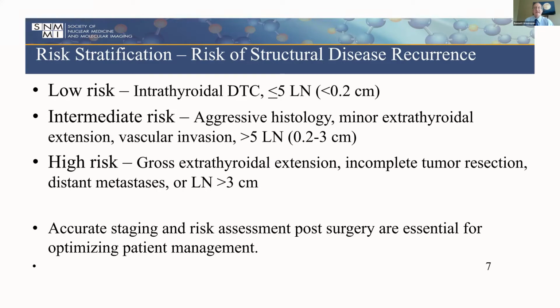Now, I've mentioned, someone else has mentioned low risk, intermediate risk, and high risk. I've listed these again. Low risk is intrathyroidal, differentiated thyroid cancer, less than 5 lymph nodes are involved, and they're smaller than 0.2 centimeters. Intermediate risk, aggressive histology, minor extrathyroidal extension, could have some vascular invasion, and more than 5 lymph nodes are involved, and they could be up to 3 centimeters in size. And high risk, gross extrathyroidal extension, incomplete tumor resection, distant metastases, or lymph nodes greater than 3 centimeters in size. Accurate staging and risk assessment post-surgery are essential for optimizing patient management.